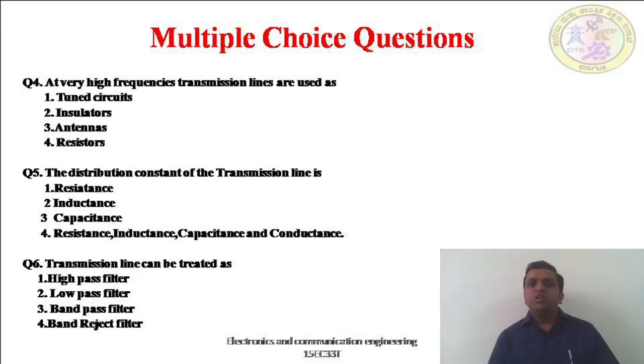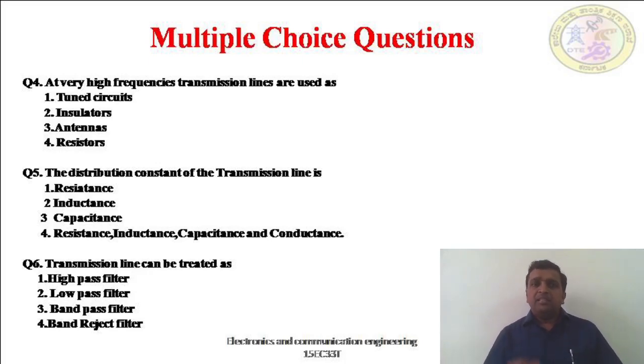The answer is tuned circuits. At very high frequencies, we can use transmission lines for tuning purposes. In AM or FM, some fine tuning can take place with the help of transmission lines that you are going to learn in the upcoming sessions. Hence, the answer is option number 1, tuned circuits, or at very high frequencies, transmission lines can be used as tuned circuits.